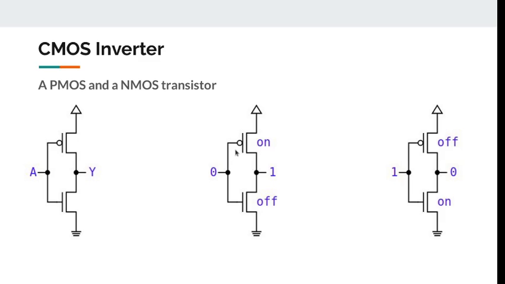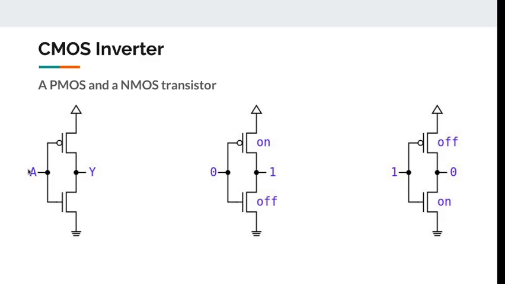But let's see how we can use those transistors to build something that's useful. We're going to start with the CMOS inverter. That's basically a NOT gate, right? The idea is that if A, in this case, is 1, the output Y has to be 0. And the opposite is the same.